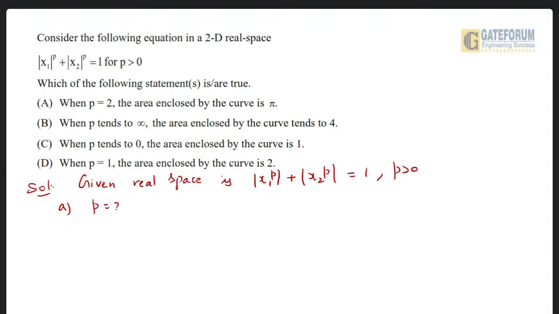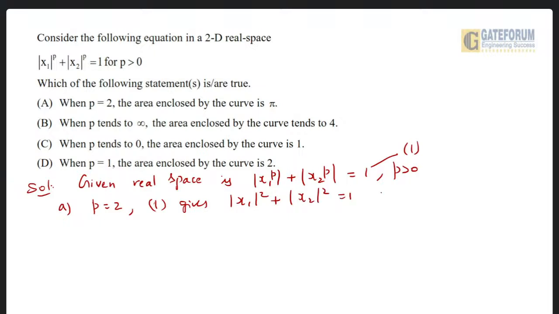P is equal to 2. Let us take equation 1. Equation 1 implies mod x1 square plus mod x2 square is equal to 1.